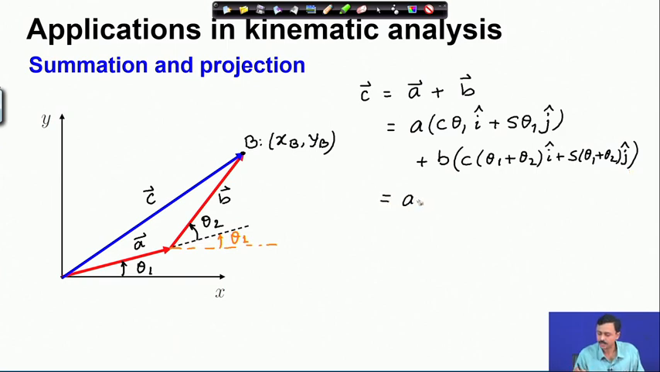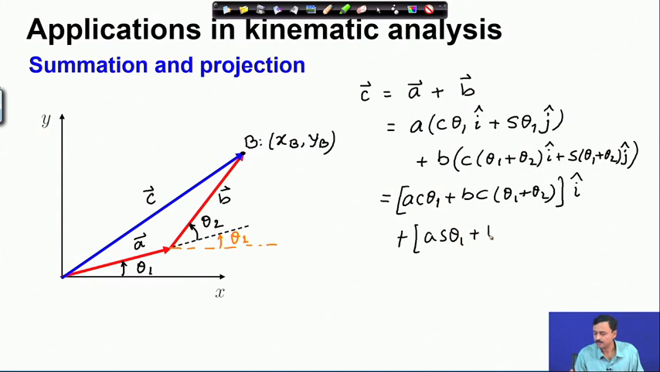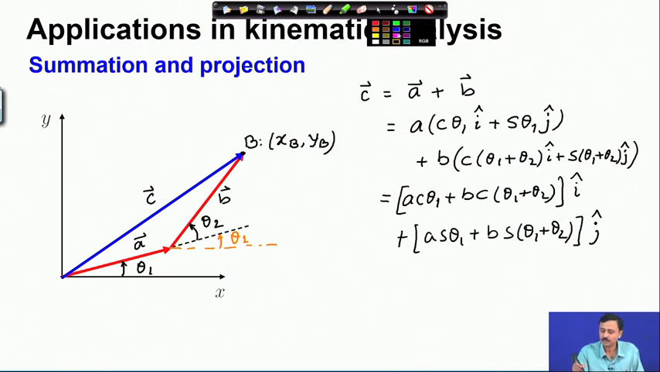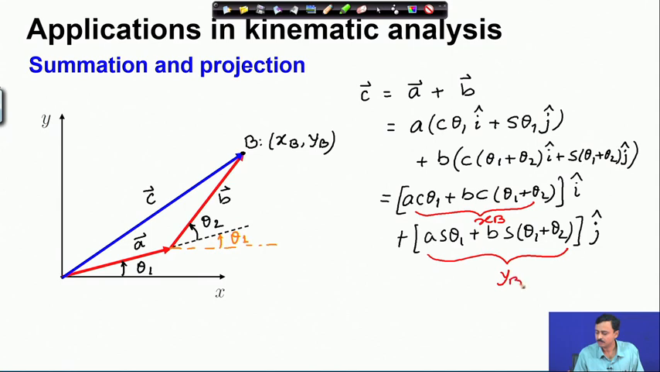So, therefore, this becomes A cos theta 1 plus B cos of theta 1 plus theta 2 i cap plus A sin theta 1 plus B sin of theta 1 plus theta 2 j cap. So, now you can read out the coordinates x b and y b of point B. So, this is x b and this is y b, just by taking projections of C with i cap and j cap. So, you will get the coordinates of point B.